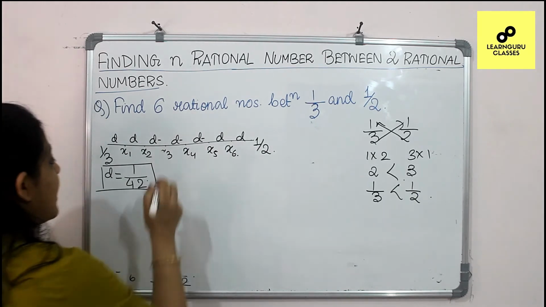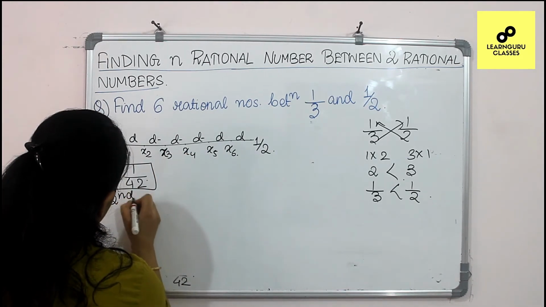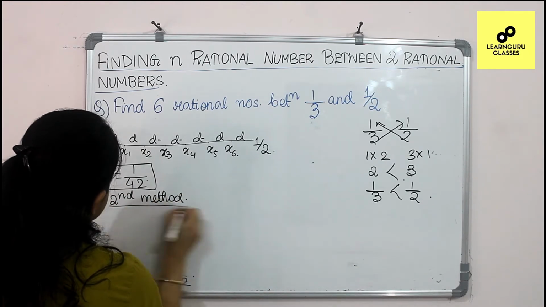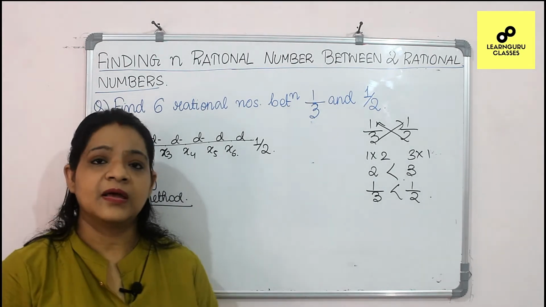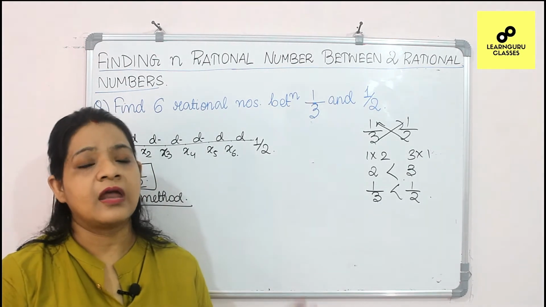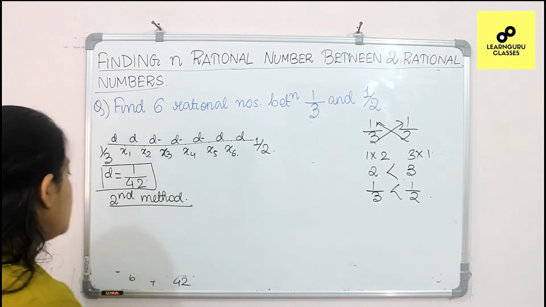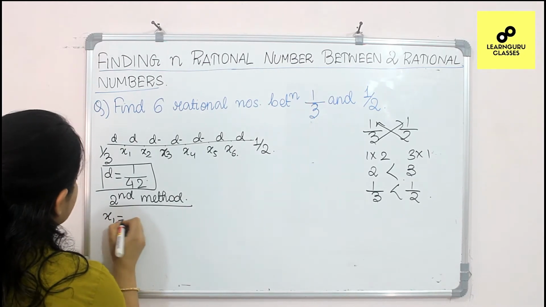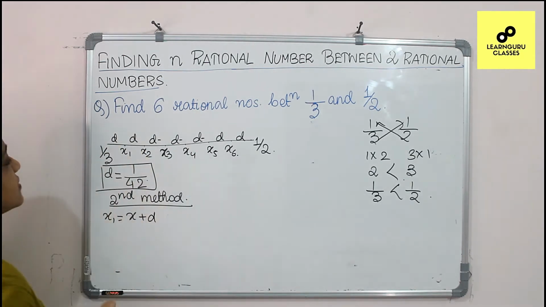Okay, so let's move on to the second method. We are not using the first method because it is a little bit time taking. So we are going with the second method and third method, and it's up to you which method you will use. Okay, so second method: x1 is what? x plus d. You have to start from x, travel a distance of d.